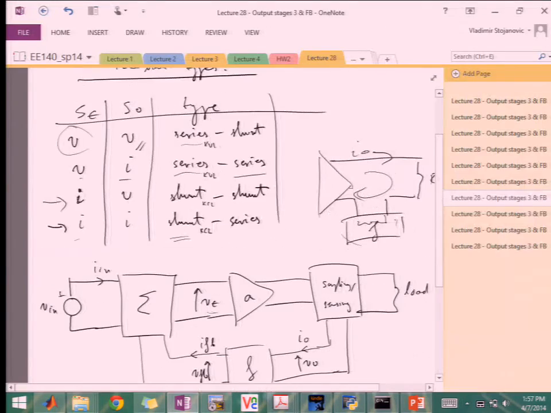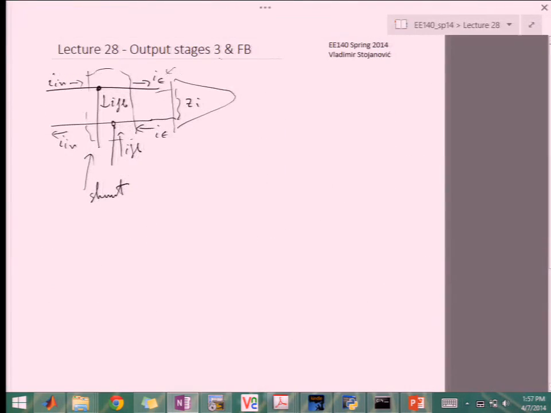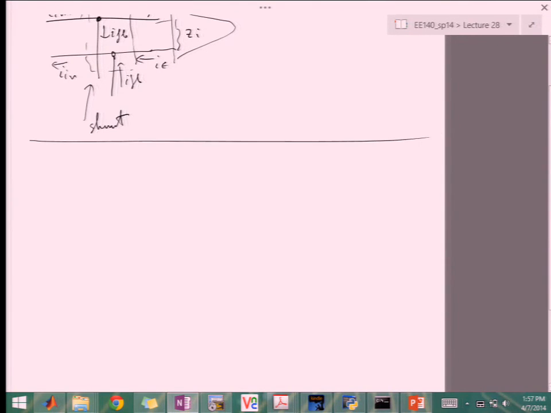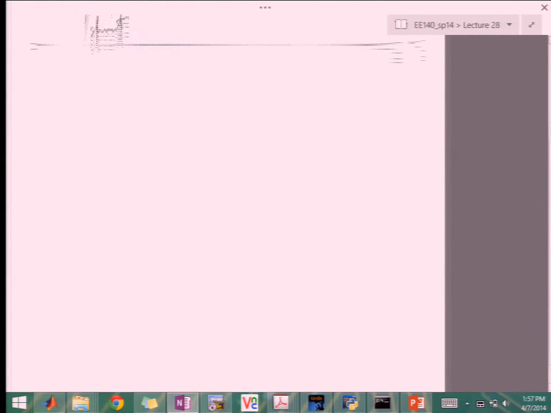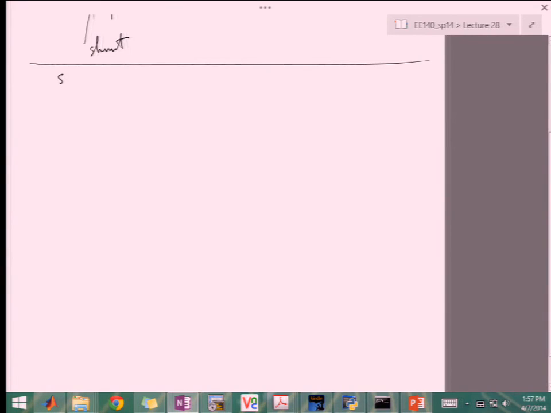Okay, so let me go out and sketch these examples, just so you have it all. We're going to do first series shunt. So series shunt means what? What's the input? Okay. And then what's the output? Voltage as well, okay.